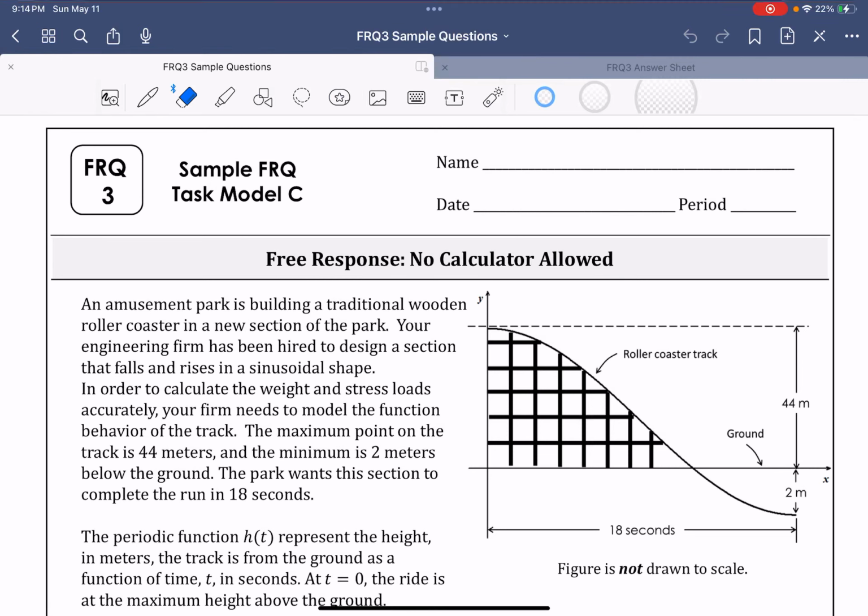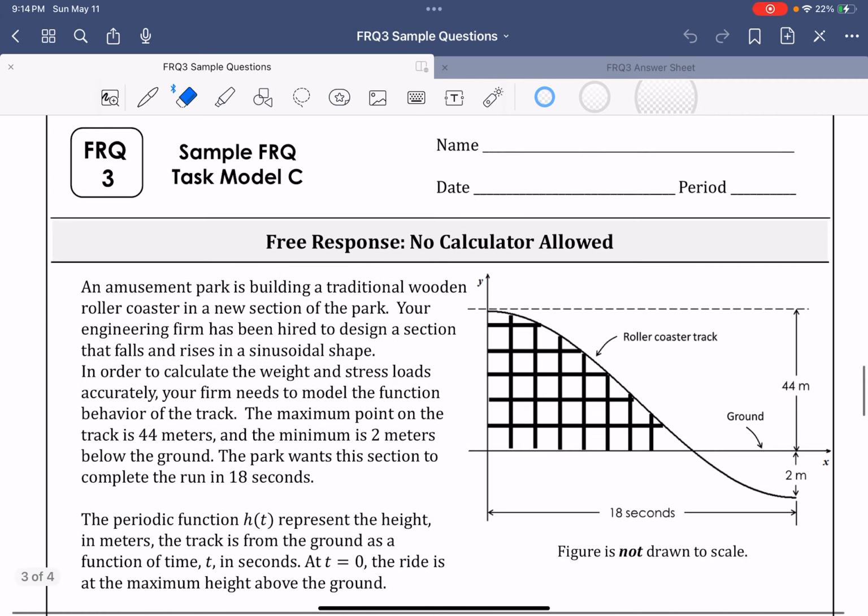Hey guys, let's do some more FRQ practice. So this is FRQ3. This one is always going to be some kind of sinusoidal function. It's just going to be application based, so a real world problem. And remember on this one, there is no calculator allowed, so you have to do all the math on paper. Okay, so let's read this problem.